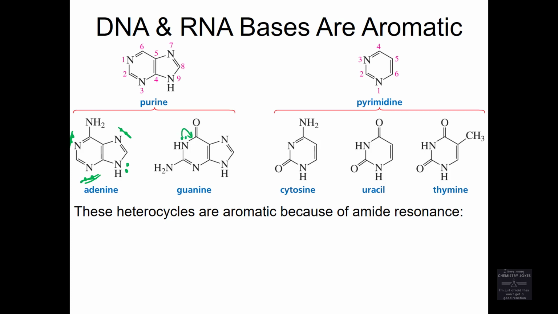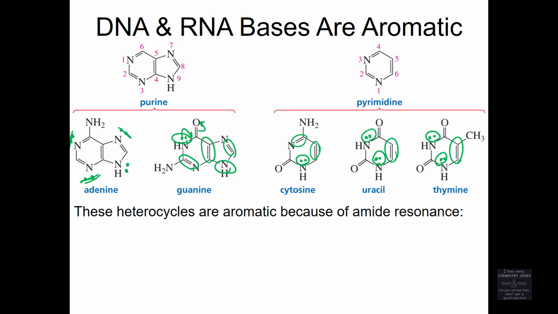Guanine, you probably need to look at the resonance of that amide bond in order to see why it's aromatic. These electrons count. Those electrons count. Those, and those electrons count. 10 pi electrons, it's aromatic. 2, 4, 6 pi electrons.